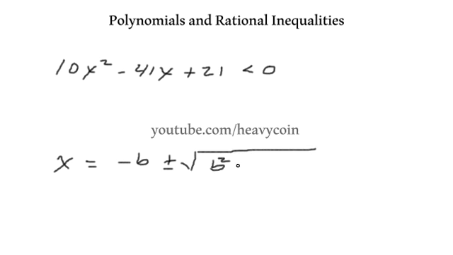So that's b squared minus 4ac all over 2a, and remember, this is a, this is b, and this part is c right here. But I think before we do this, let's first look at the graph. Okay, let's look at the graph, and then we'll come back to this.